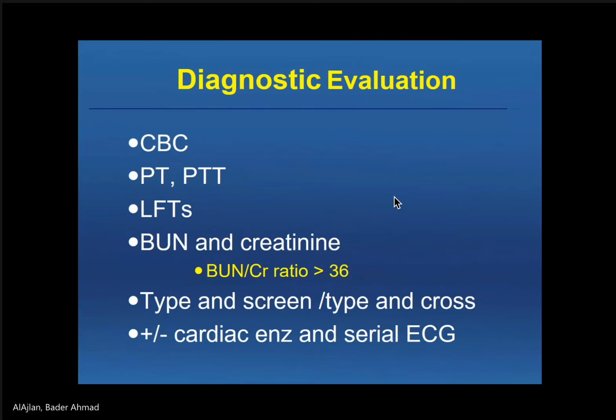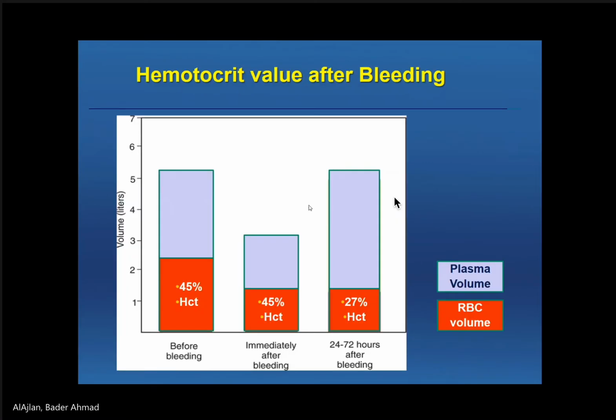So what do you do as a diagnostic evaluation for these patients? Of course, we do the type and screen, we send for labs: CBC, coagulation, liver function tests, and of course urea and creatinine, because we want to see if the ratio is above 36, which can hint you to upper GI bleed too. Also, we send for cardiac enzymes and serial EKGs.